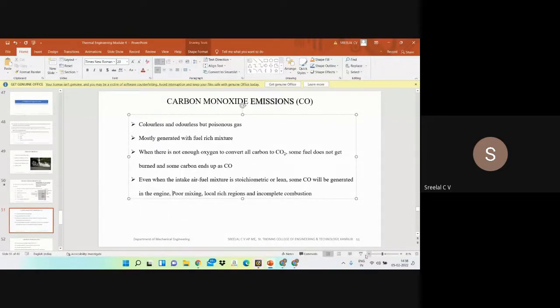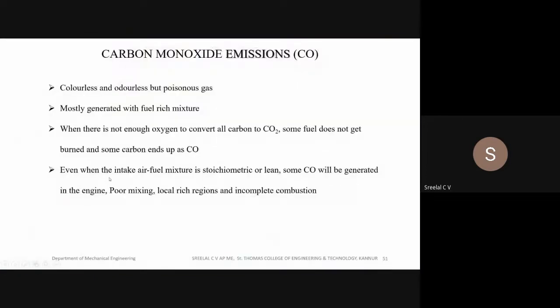Okay, so even when the intake air fuel mixture is stoichiometric or lean, some CO will be generated in the engine. It is due to poor mixing, local rich regions and incomplete combustion.